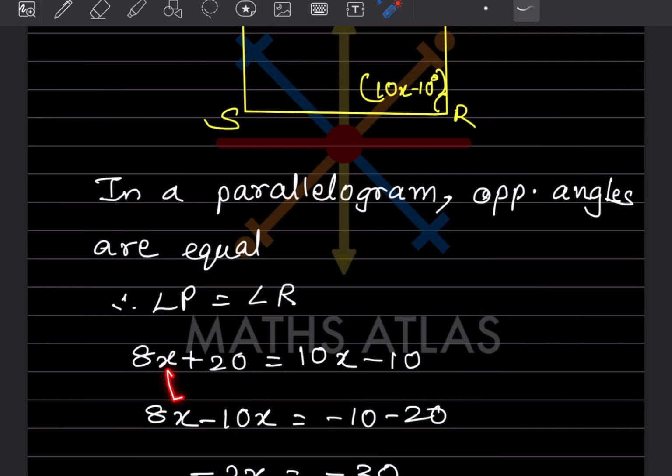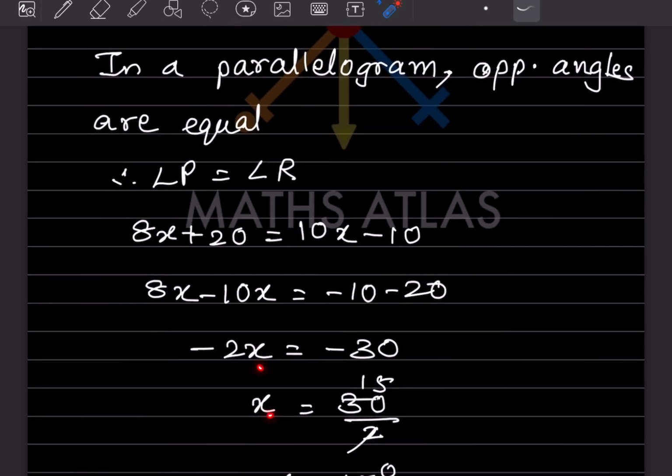So here 8x, this minus 10 will go on the other side. This minus 10 is here. So plus 20 will be minus 20. So minus 10 plus 8x minus 2x will be minus 30. So x is going to be, this minus gets cancelled out, or we can also write this one as minus 2x. We can write x is equal to minus 30 divided by minus 2, so you know minus divided by minus is plus. Or you can directly cancel out over here. That will be 30 by 2, which is going to be 15. So x will be 15 degrees.